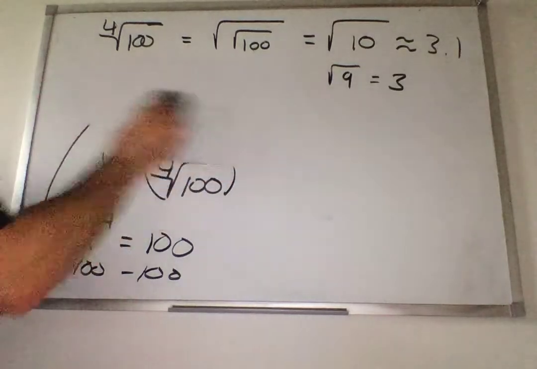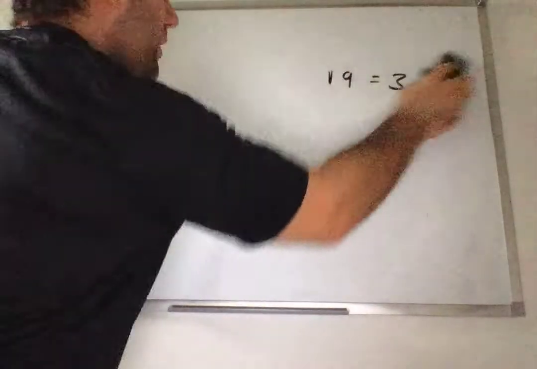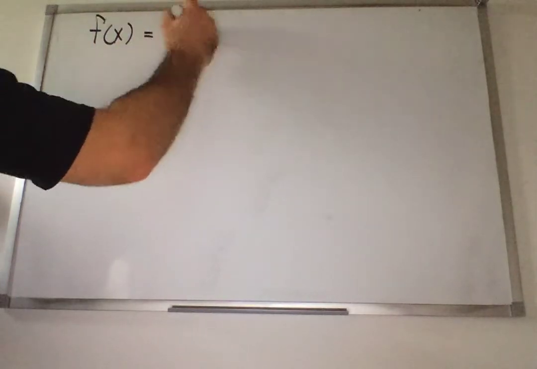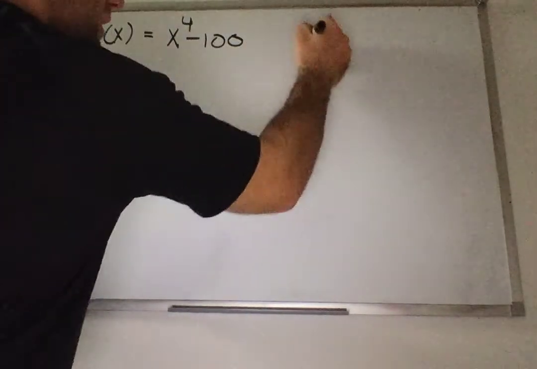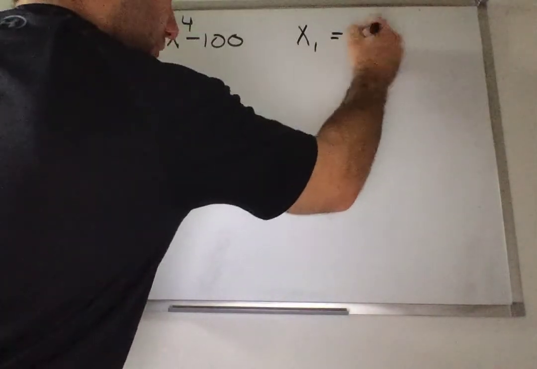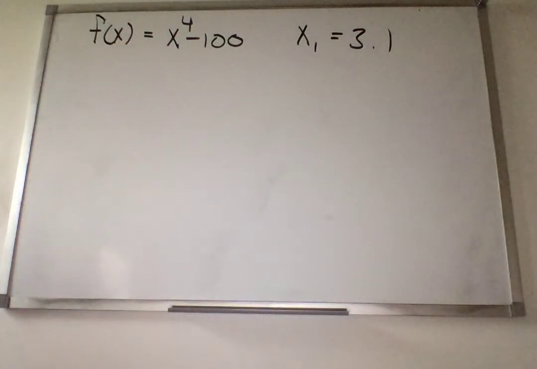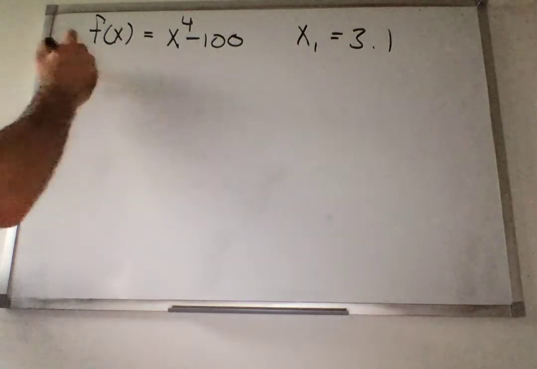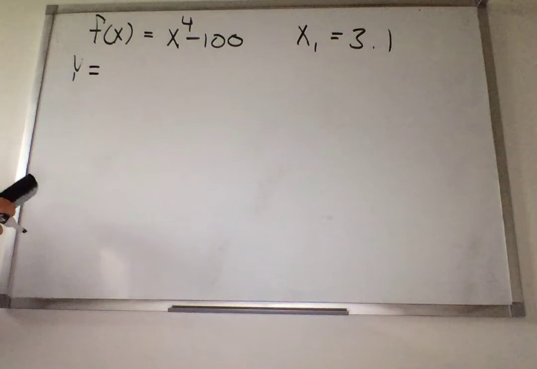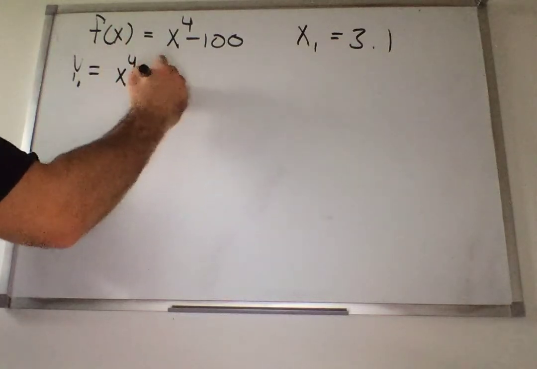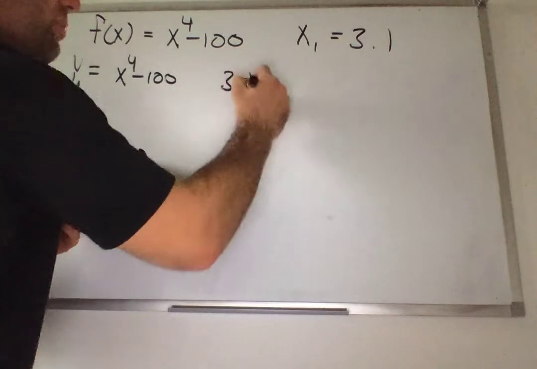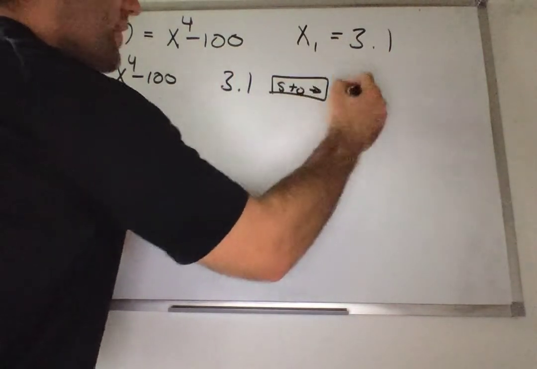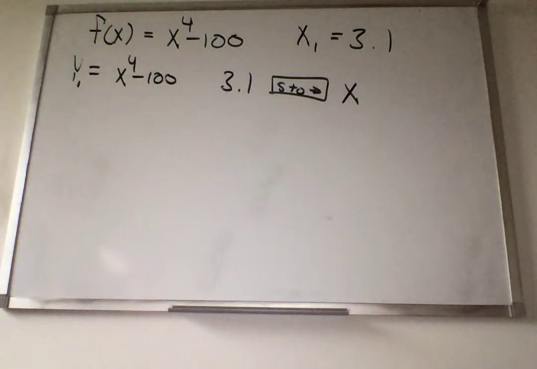Okay. So now we know what our function is, and we have our initial guess. Our function here is x to the fourth minus 100, and our x1 is equal to 3.1. Enter this into y1. So y1 on your calculator, you're going to enter x to the fourth minus 100. Then you're going to store 3.1 into your x value, just as we did before.